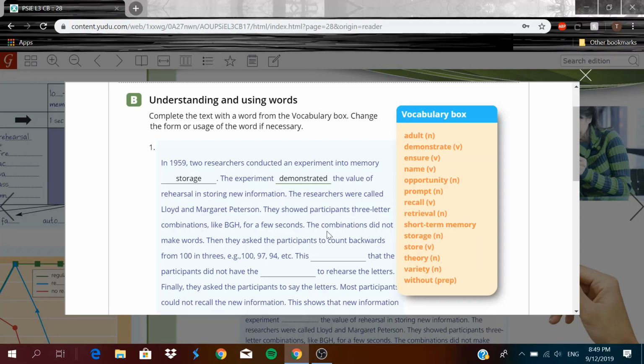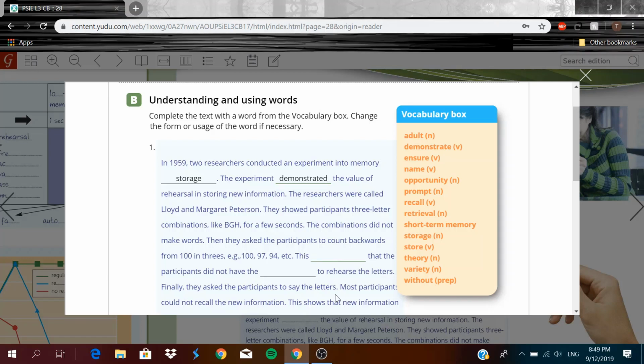The researchers were called Lloyd and Margaret Peterson. They showed participants three-letter combinations like B, G, H for a few seconds, right? The combinations did not make words. Then they asked the participants to count backwards from 100 in threes. So for example, 100, 97, 94, etc. This, what do you guys think? Keep going. So this dash, that the participants did not have the dash to rehearse the letters.